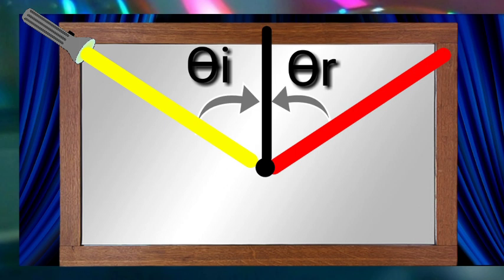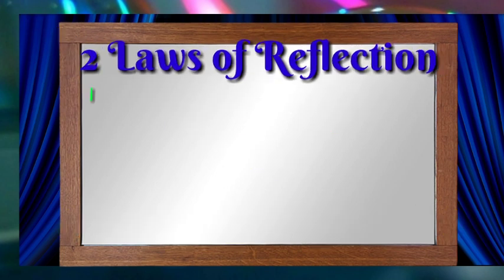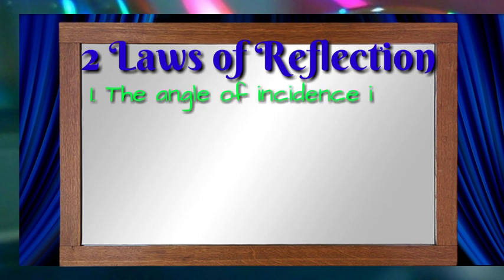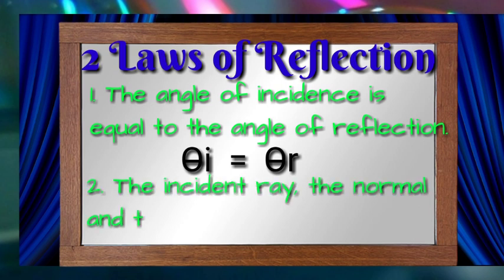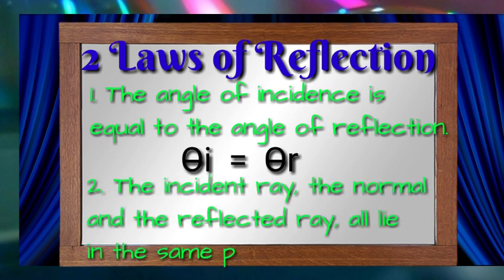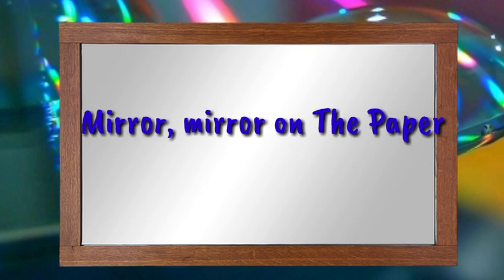The reflection of light on plane mirrors follows the two laws of reflection. 1. The angle of incidence is equal to the angle of reflection. 2. The incident ray, the normal and the reflected ray all lie in the same plane. Now, to apply your knowledge about the laws of reflection, let's try this activity entitled Mirror, Mirror on the Paper.